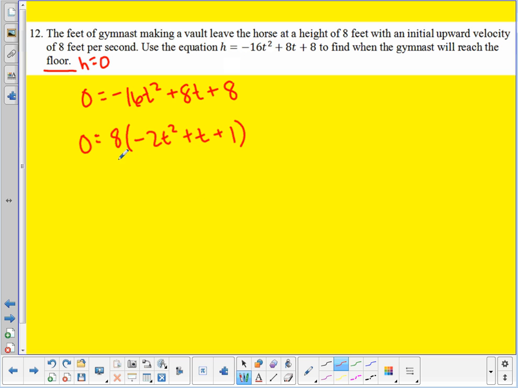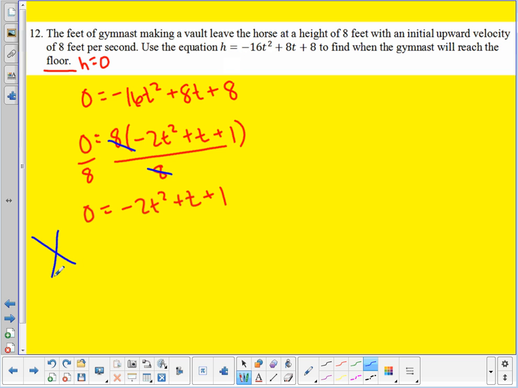So again, I can divide by that 8 to get rid of it because it's not changing my answer. So negative 2t squared plus t plus 1 is what I'm working with. And then I need to factor it. No t with the 8, that's why I'm allowed to do that. So when I factor it, I have negative 2 times 1, which is negative 2, middle sum of 1. So that means I'm looking at positive 2 and negative 1. There we go. Positive 2, negative 1.